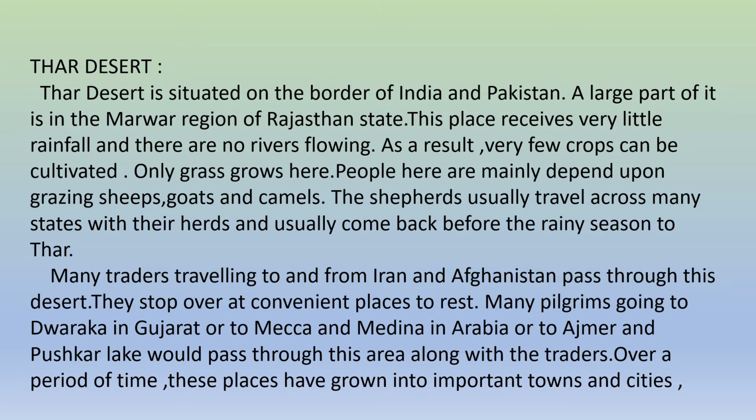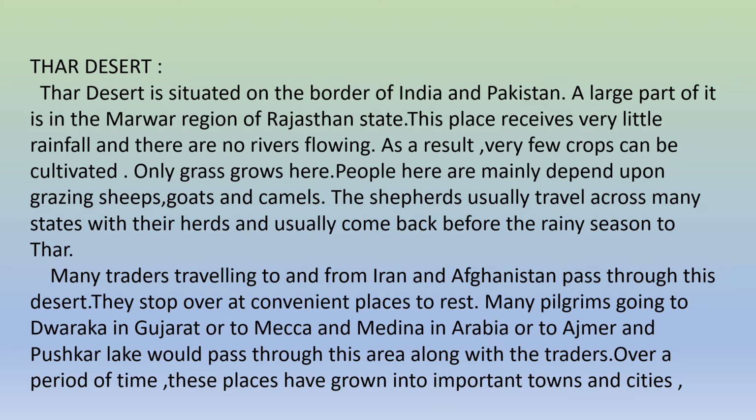The first one we'll take is the Thar Desert. Thar Desert is situated on the border of India and Pakistan. A large part of it is in the Marwar region of Rajasthan state. This place receives very little rainfall and there are no rivers flowing. As a result, very few crops can be cultivated. Only grass grows here. People here mainly depend upon grazing sheep, goats and camels. The shepherds usually travel across many states with their herds and usually come back to Thar before the rainy season.